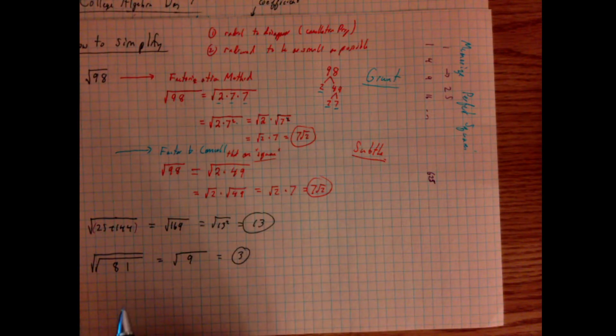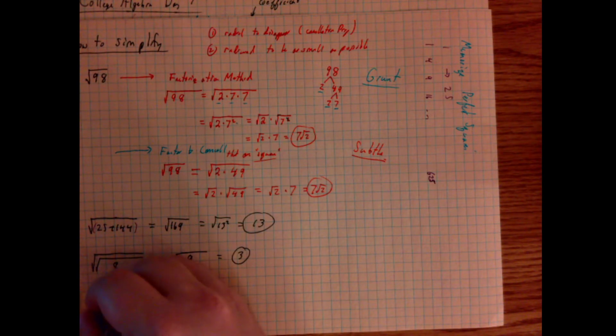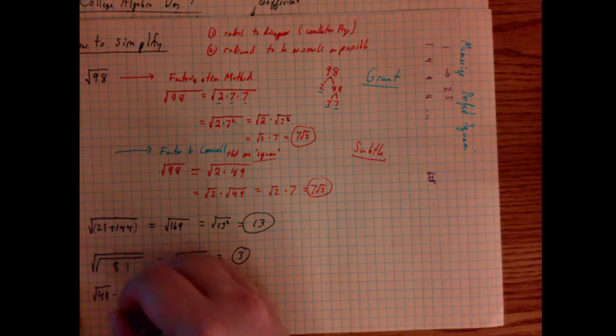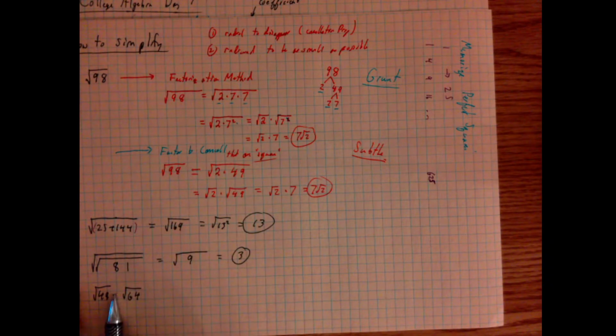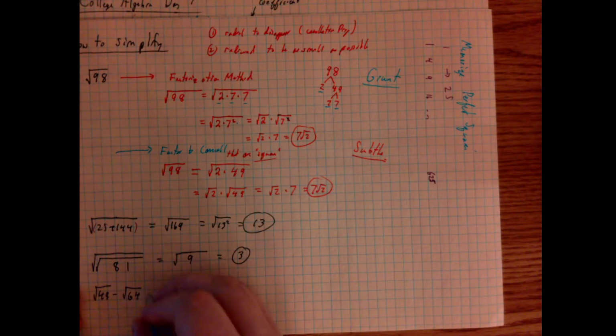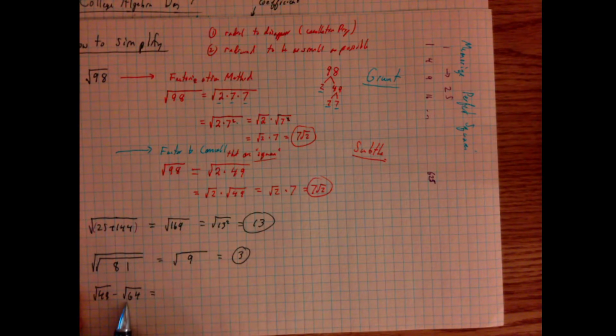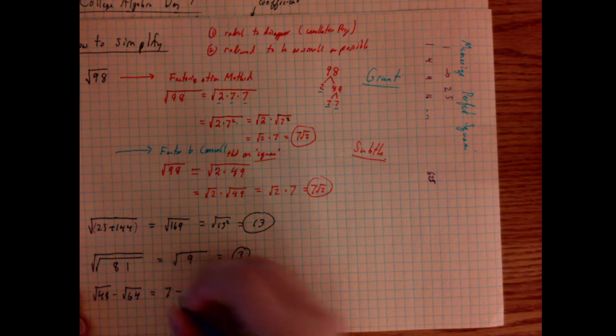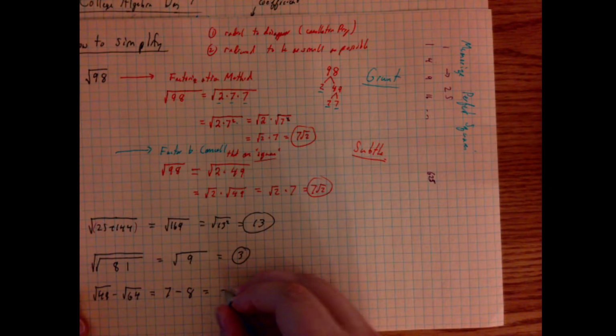If there are operations that are outside the radical, like say the square root of 49 minus the square root of 64, then I cannot use any rules to combine these together. I need to simplify the left radical and the right radical separately, because a radical is a form of power. It's a form of exponent, as we'll talk about more later. The square root of 49 is 7. The square root of 64 is 8. And then I can take the subtraction.